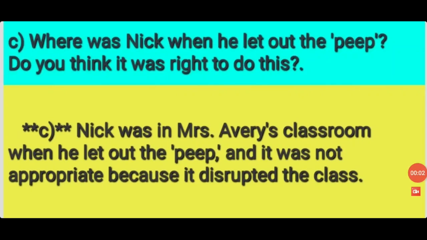Question number 3. Where was Nick when he let out the peep? Do you think it was right to do this? Answer. Nick was in Mrs. Avery's classroom when he let out the peep, and it was not appropriate because it disrupted the class.